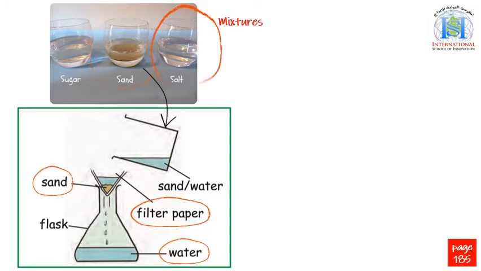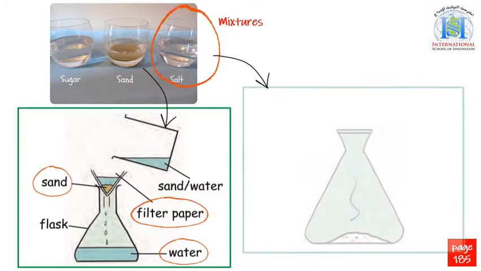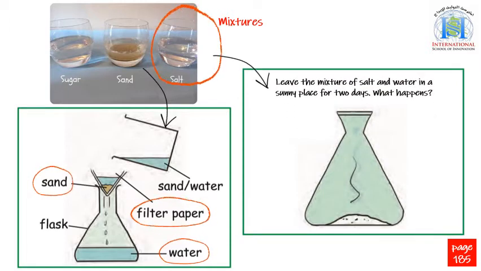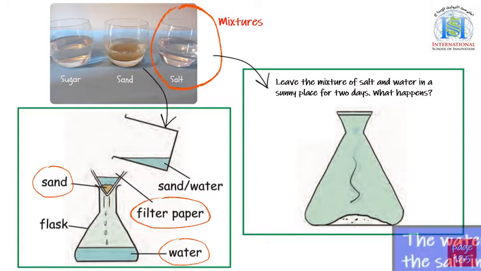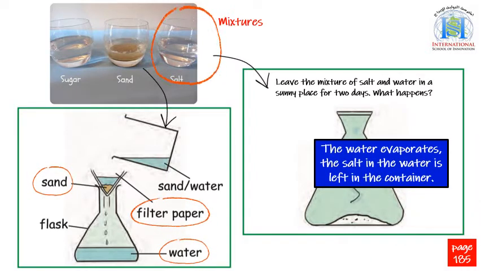What about another example? Salt and water. Separating this mixture cannot be done using a filter paper, since, like you saw in the video, the salt particles are dissolved in water. So, all of the solution, all of the mixture will pass through the filter paper. So, what can we do? Let's try to leave the mixture of salt and water in a sunny place for 2 days. Or you can heat this mixture. Heating it will help the water evaporate, leaving the salt behind. So the water evaporates, and the salt is left in the container, in the flask.